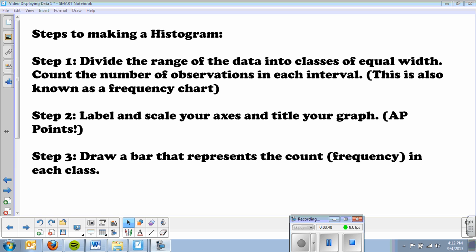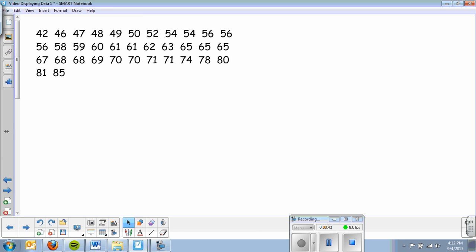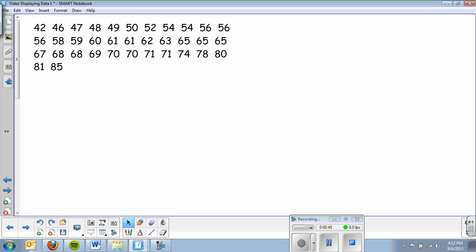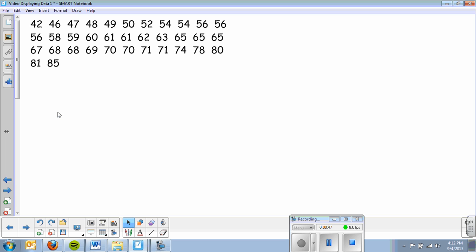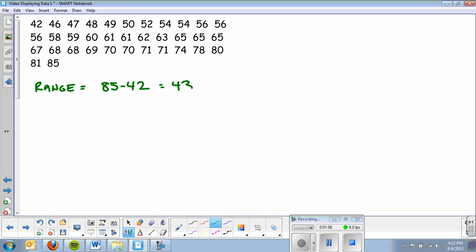And again, the idea of this is a group of numbers is not enough. I can't see what that looks like. So another common display would be a histogram. So the first thing you're going to do is you're going to take the range, which is 85 minus 42, which is 43. So there are a span of 43 numbers that you need to cover.